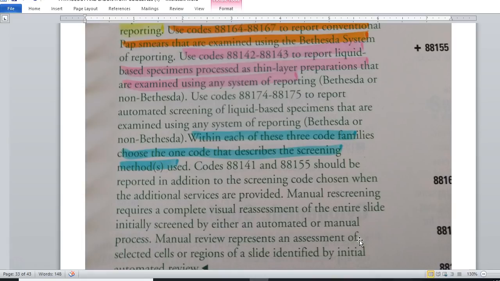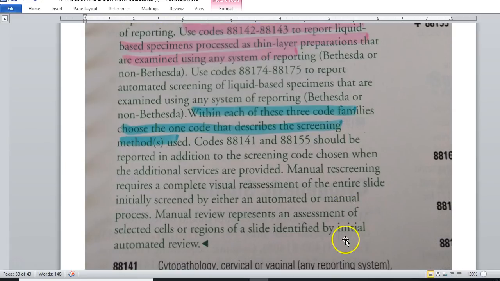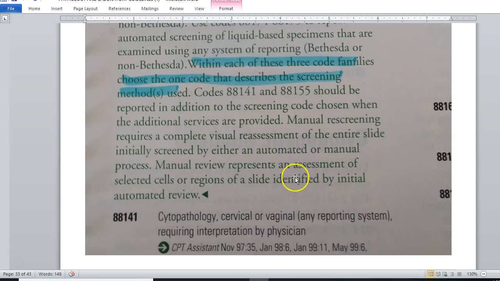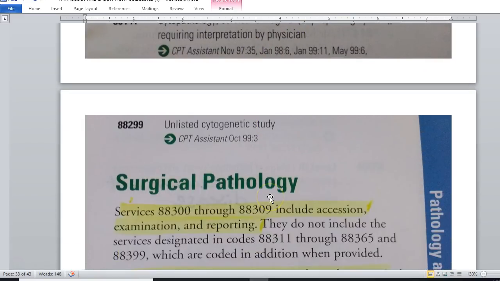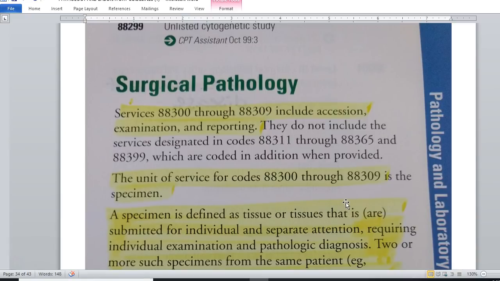Manual rescreening requires a complete visual reassessment of the entire slide initially screened by either automated or manual process. Manual review represents an assessment of selected cells or a region of slide identified by an initial automated review. Okay, so again, we have add-on codes and we look deeply. So if the system pops up with abnormal cells, then we might do a manual rescreen to manually look at the cells and see, are they actually abnormal? Could this be cancer? And again, we need to know how they're doing it. And again, for those, you can look up pathology and laboratory, cytopathology.